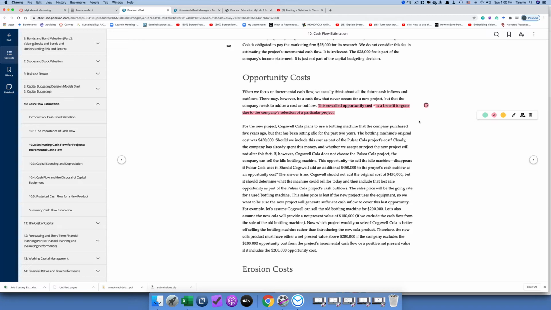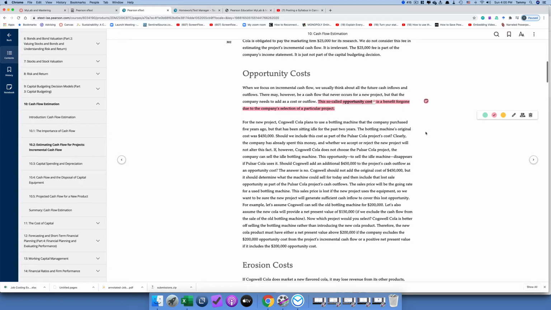The example in one of our homework questions is, you're looking at putting a new building on a piece of land, and you could sell that land for a certain amount of money, but if you put the new building on it, you can't sell the land. And so you have to look at the money that you're not making by selling the land as part of the cost of the project.